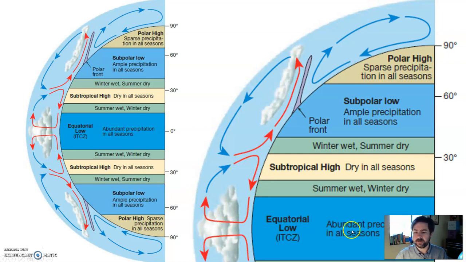So around the equator, the climates are going to have a constant temperature, with no fluctuations in temperature range for the most part, but abundant precipitation in all seasons due to what we have going on here.